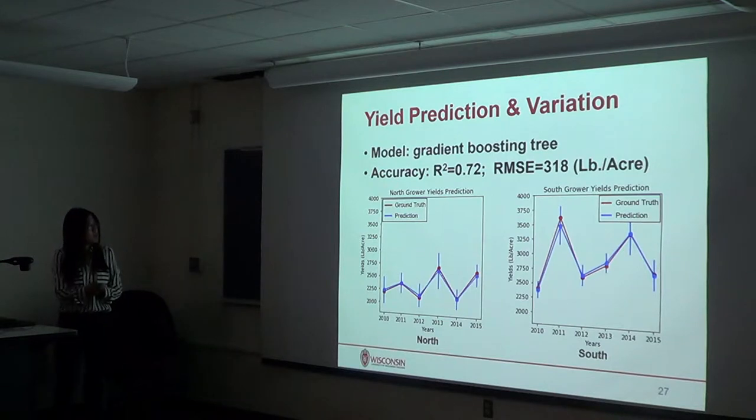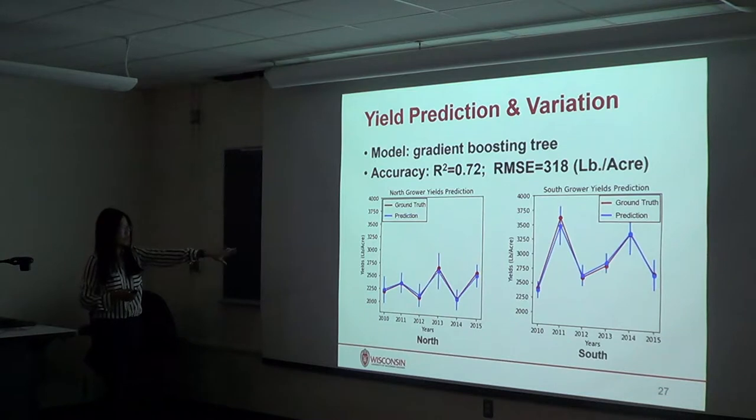I used a gradient boosting tree model for this yield prediction and found that the south region, the southern Central Valley, has higher yield than the north.